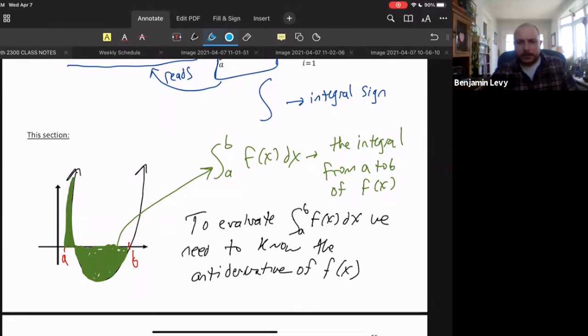Okay, thoughts about that? Any questions so far? I'm going to talk about what the antiderivative is here, but I'm happy to clarify anything. Anything at all.